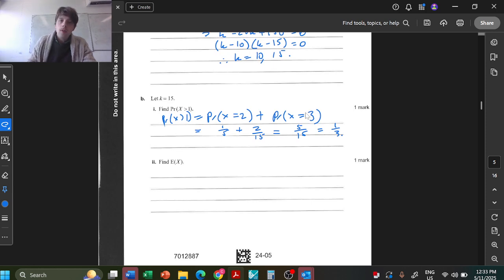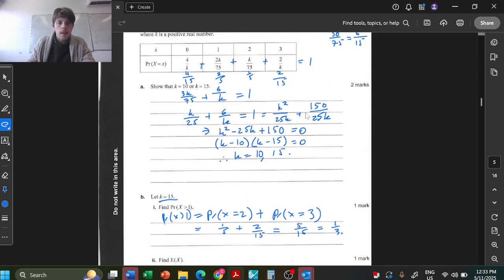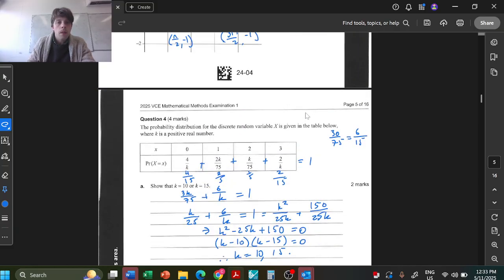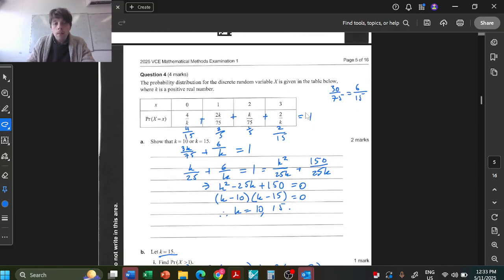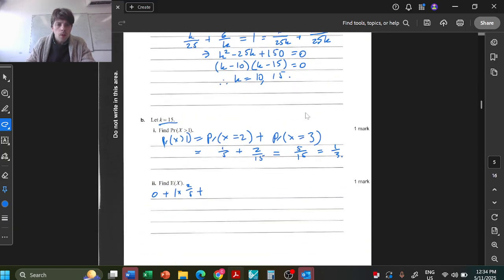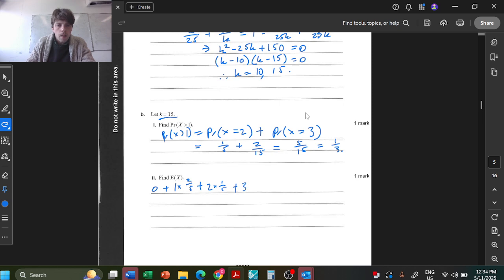Cool. And now trying to find E(X), once again we're still assuming that k is equal to 15. What we can just do is multiply each of those x values by their associated probabilities. So this one is going to be 0, plus 1 times 2 over 5, plus 2 times 1 over 5, plus 3 times 2 over 15.